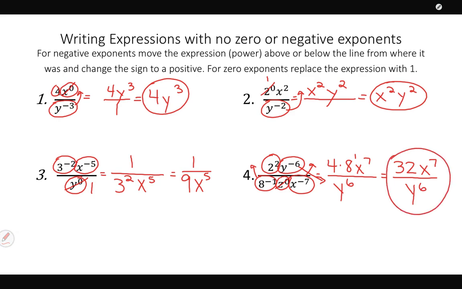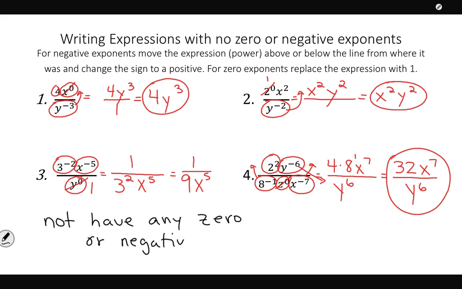For an exponential expression to be in simplest form, it must not have any 0 or negative exponents. So that's always our goal, is to make sure we get rid of all negative or 0 exponents.